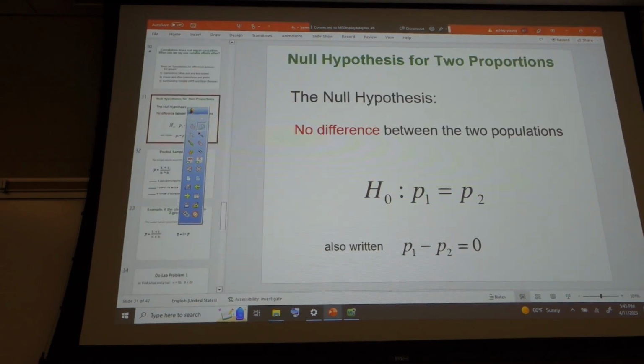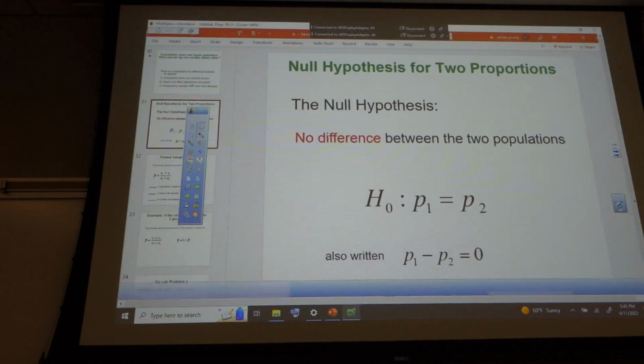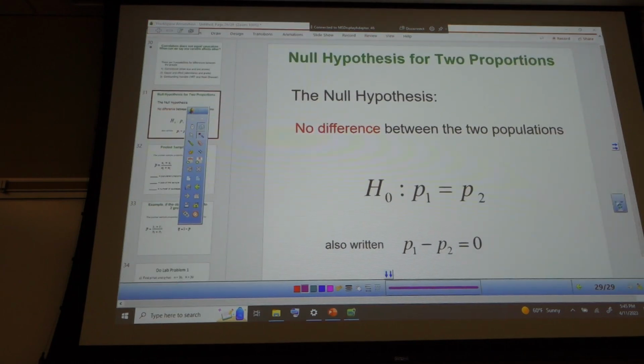Okay, so here's the null hypothesis. The null hypothesis is always no. In this case, no difference between the populations. There's no difference. That means they are what? Equal. Exactly. So write that in. The first thing you're filling in the blanks is your H naught. P1 equals P2. It's also sometimes written as P1 minus P2 equals 0. Right? The difference between them is 0.